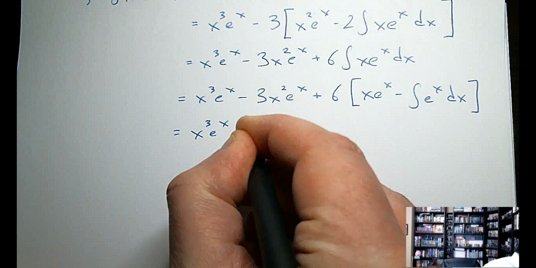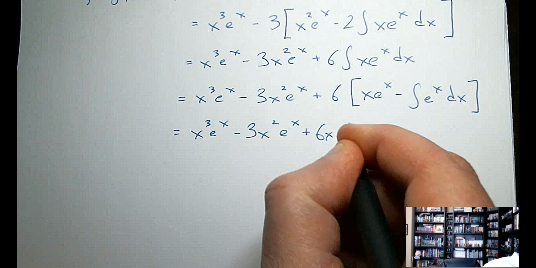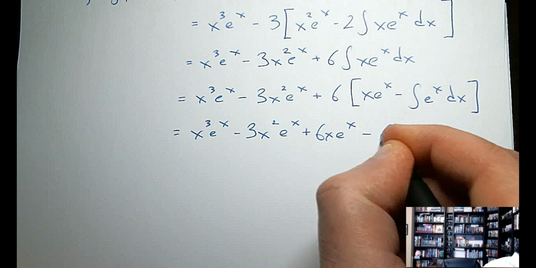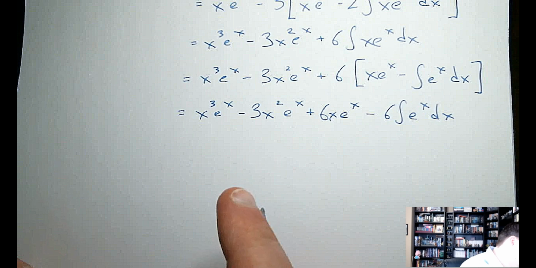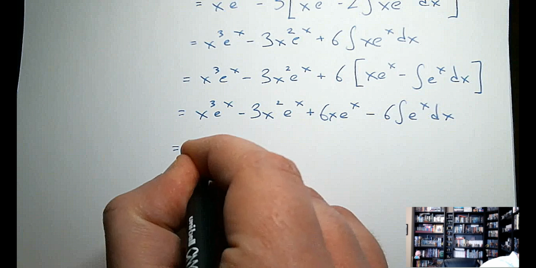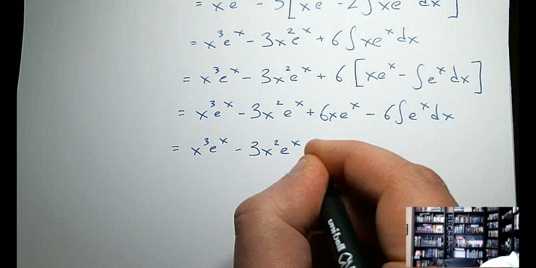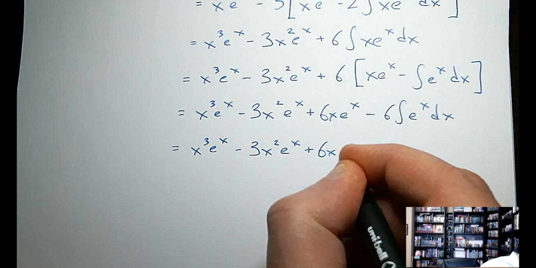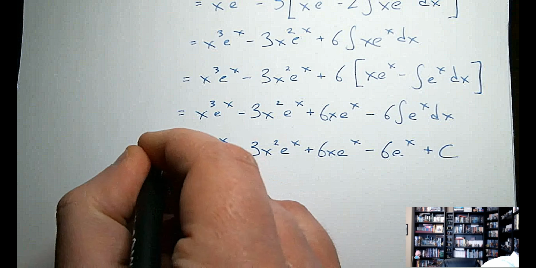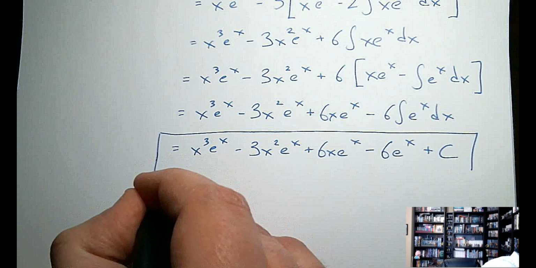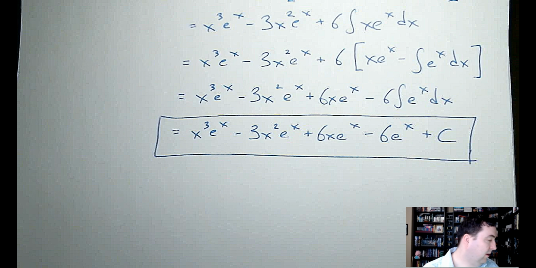So we've got x cubed e to the x minus 3x squared e to the x plus 6x e to the x minus 6 times the integral of e to the x. We don't need the reduction formula anymore because that's just one of our common integrals. So we get x cubed e to the x minus 3x squared e to the x plus 6x e to the x minus 6e to the x plus c. And so there we go.